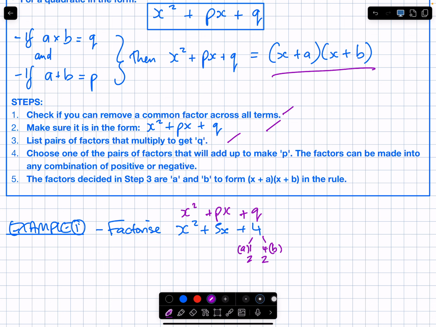So now I can apply this rule. You just factorize it to x plus, what did we say A was? 1. What did we say B was? 4. x plus 4. That's it.